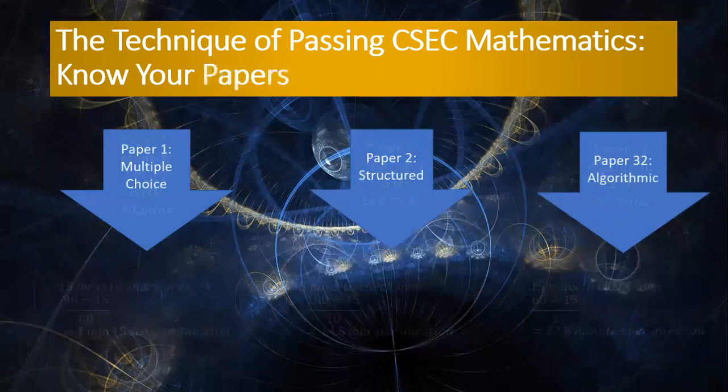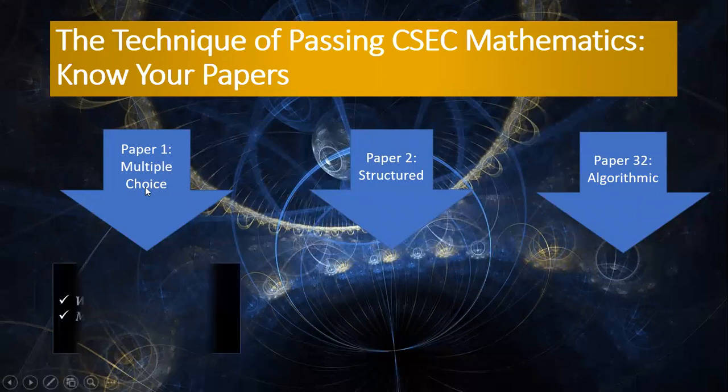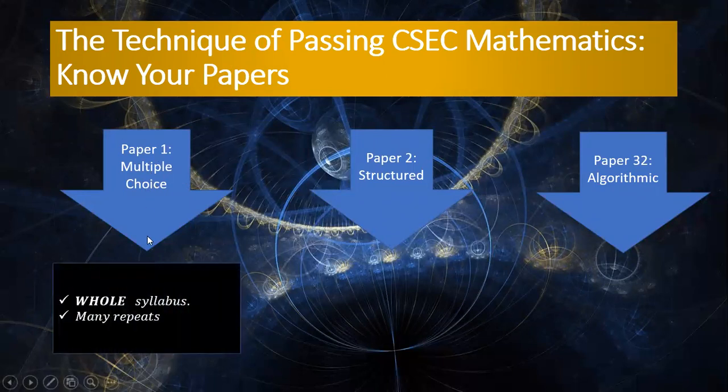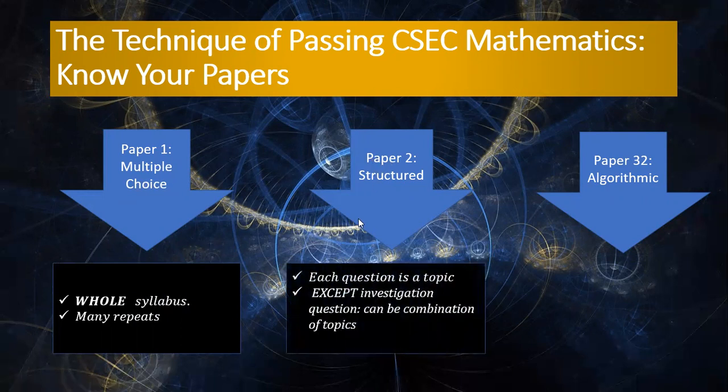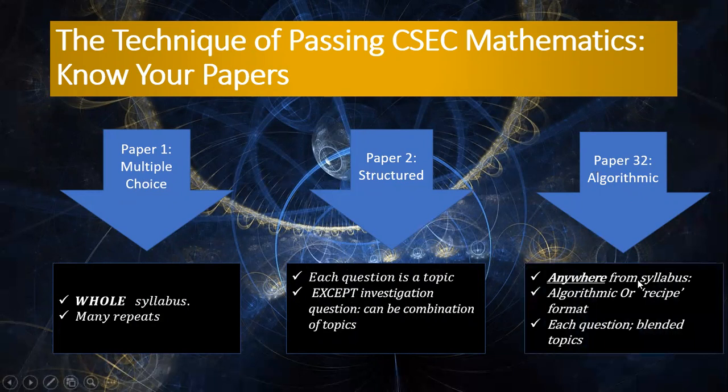Next, know your papers. What's coming in multiple choice? The whole syllabus may come in multiple choice. In Paper 2, each question is a topic, except the investigation question, which can be a combination of topics, a combination of ideas, in sequencing. In Paper 3, questions can come from anywhere in the syllabus, in algorithmic or recipe format. Each question is a blended topic. Very important. Know your papers.